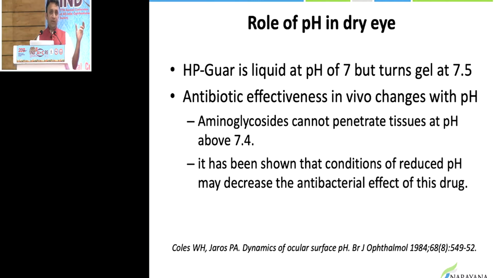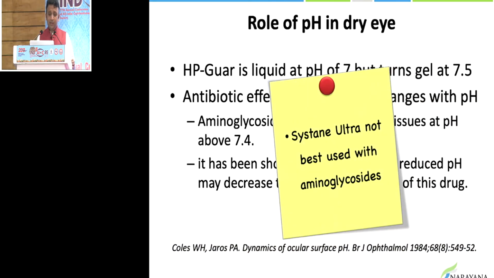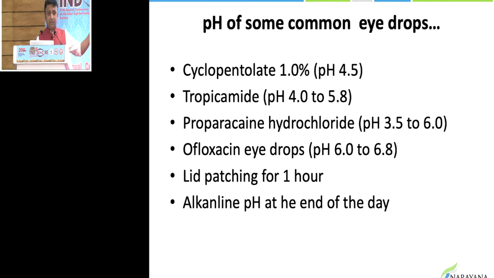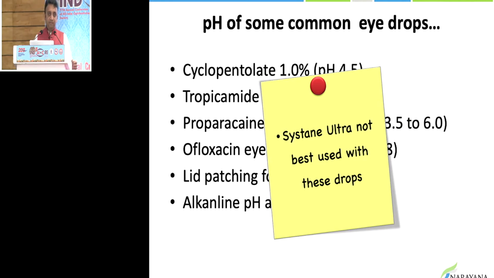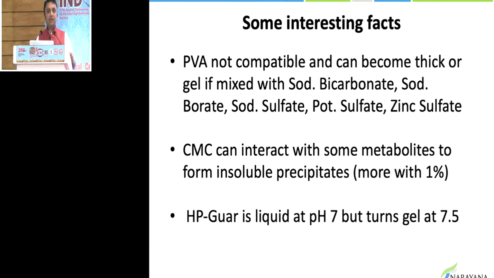The HP guar is viscous only at alkaline pH. It's actually in liquid form; when it's at pH 7 to 7.5, it turns into a little gel form. There are certain medications, and well, I don't like to take names, but for our common understanding, I would say Sustain Ultra, but there are many other drops which are similar. When you combine medications, so many have acidic pH, like cyclopentolate, tropicamide, ofloxacin, lid patching, all these things lead to acidic pH. Your drop, which you think is going to work as a lubricant, is not going to work here. It's not meant to work at this pH, right? So remember that combining multiple medications does not always help.